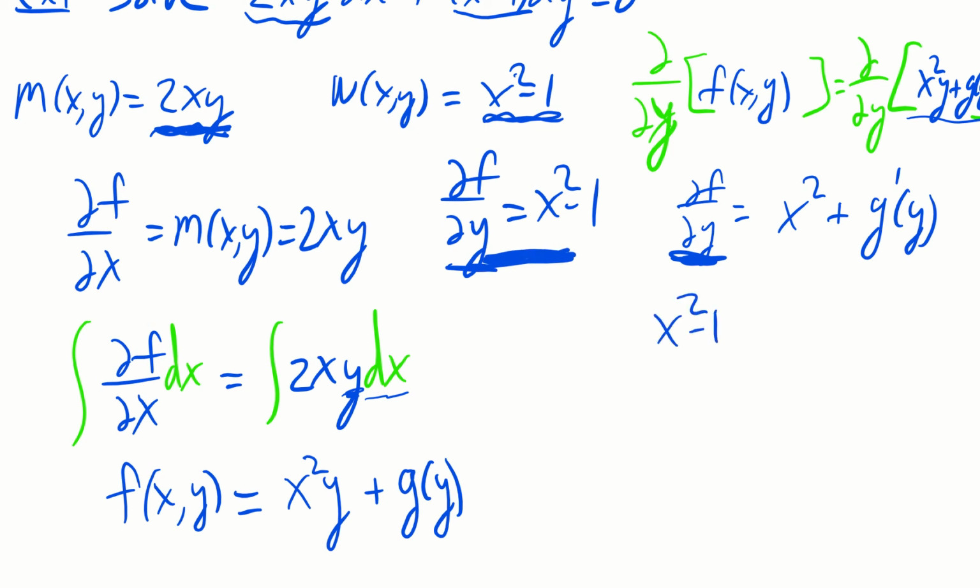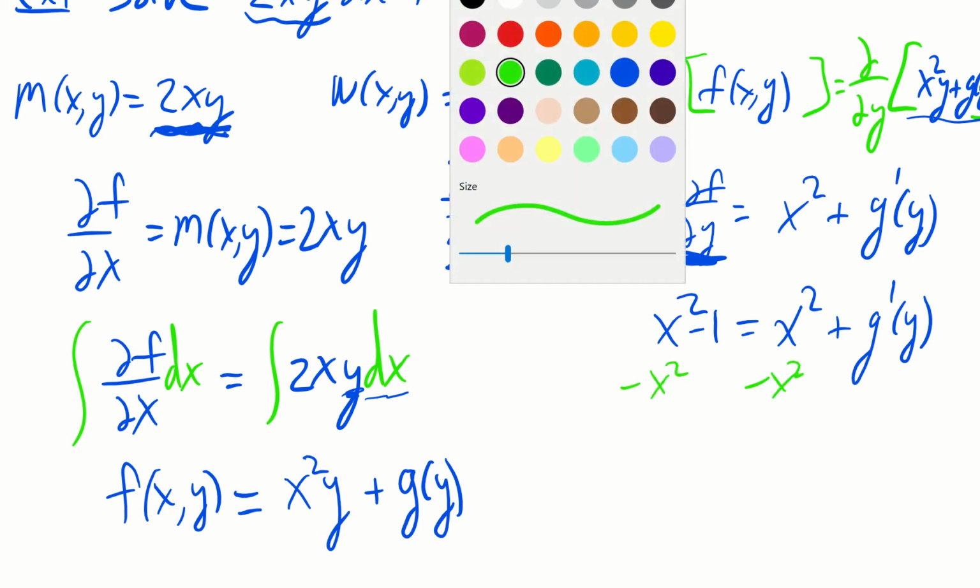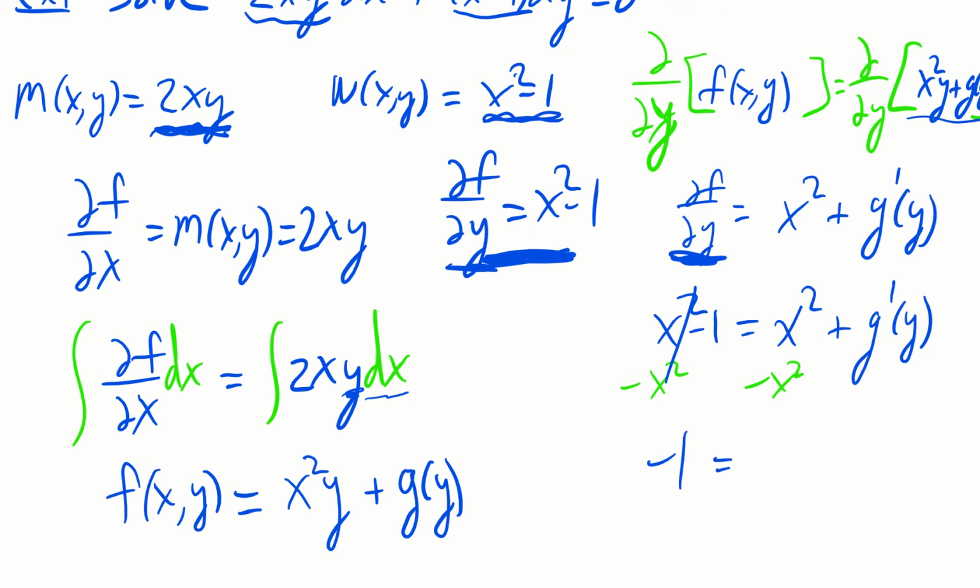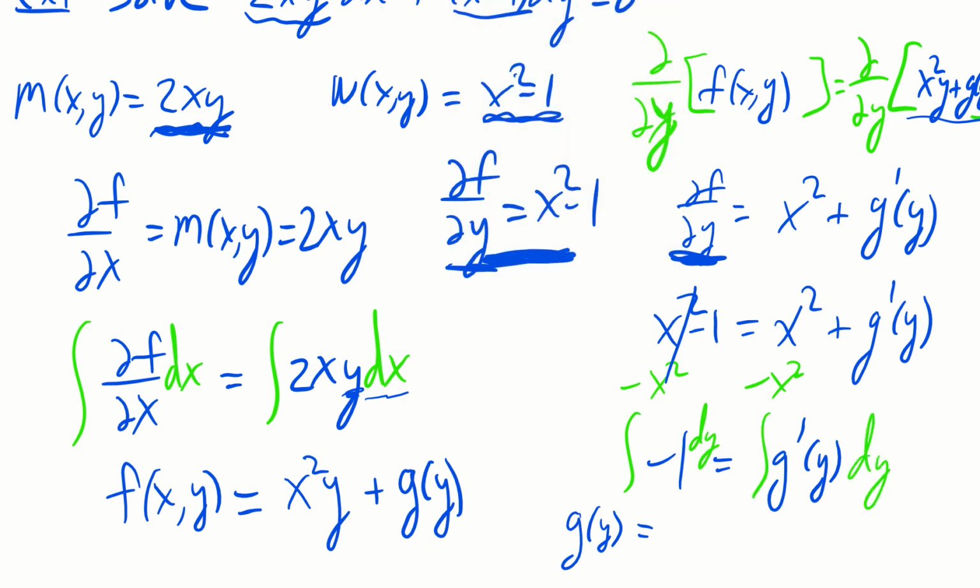So here's what we know. We know that x squared minus 1 is supposed to be equal to x squared plus g prime of y. And now simply solve this equation for g prime of y. I could subtract x squared from both sides. This cancels. This would give us that negative 1 is equal to g prime of y. This is just a simple derivative of a single variable. So then to find g of y, all we have to do is integrate both sides of this. And we find that g of y is going to be equal to negative y plus some constant. And that gives us our solution.